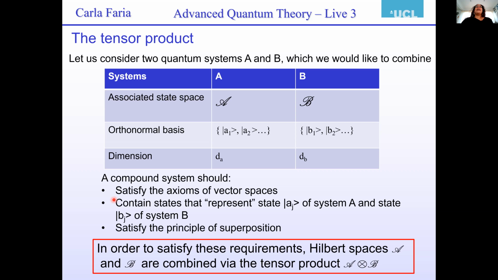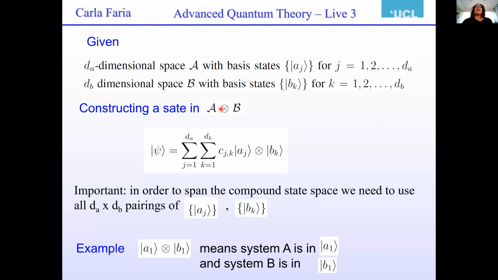And what you have is, with these base states going up to dimension d_A, and a d_B dimensional space with base states b_k, k going from 1 to d_B, you construct a state in this compound state space. So an arbitrary state in A tensor product B would be the weighted sum of tensor products of your basis states in A and B. It's important that you use all d_A times d_B pairings which you can have from these two bases, because you would like them to span the whole space.